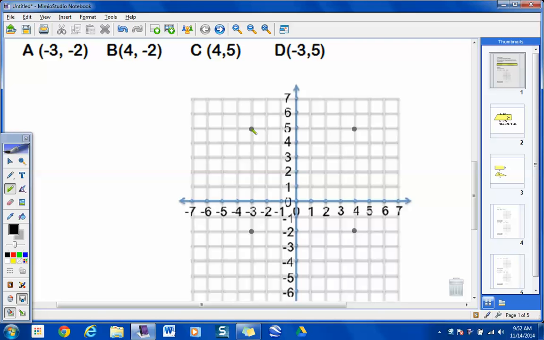Okay, with your straight edge, I'll wait till everybody has one here. With your straight edge, go ahead and connect the points in the order they were listed up there.